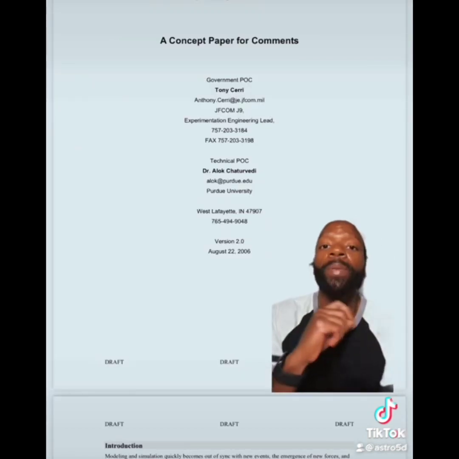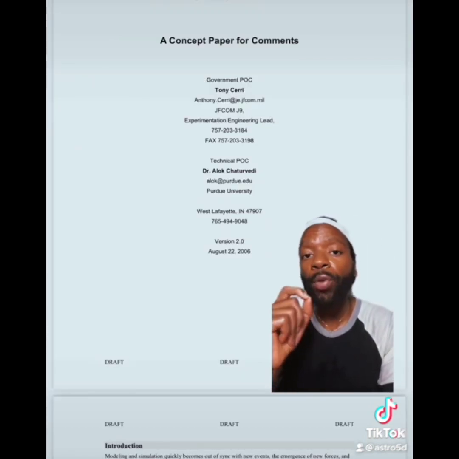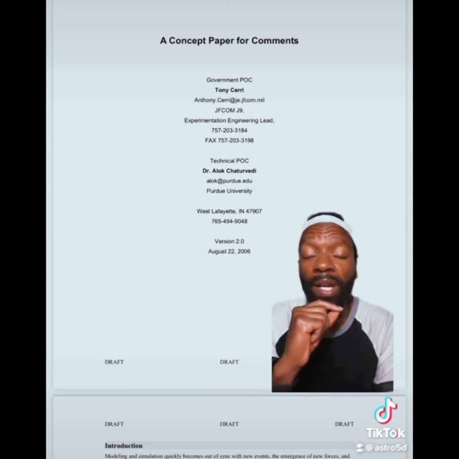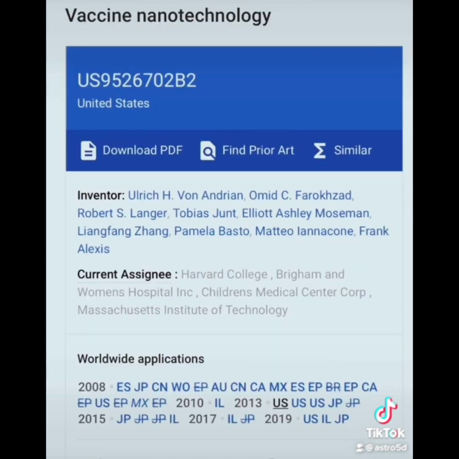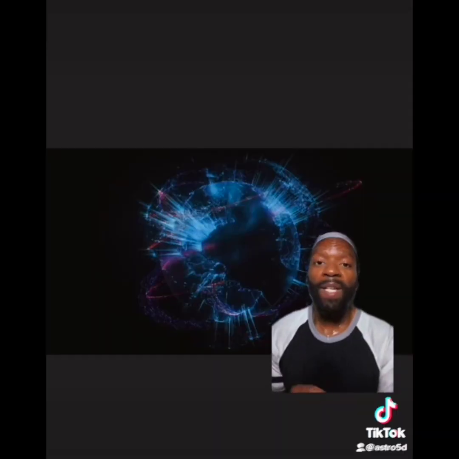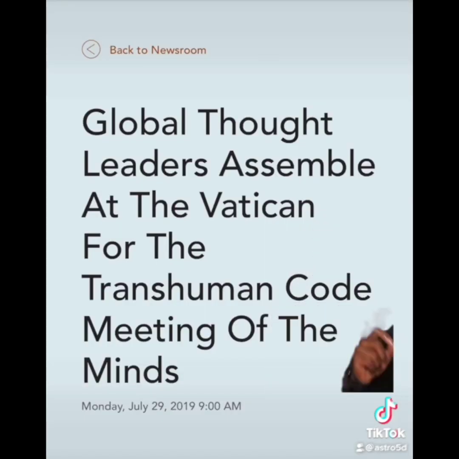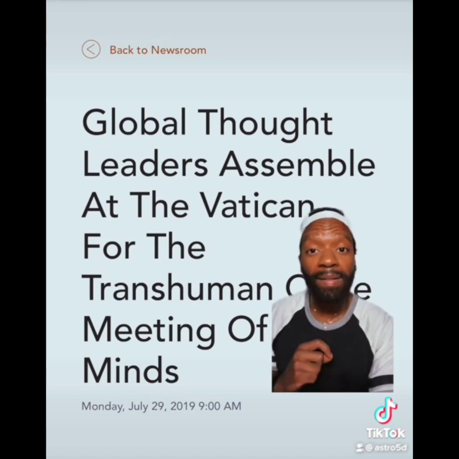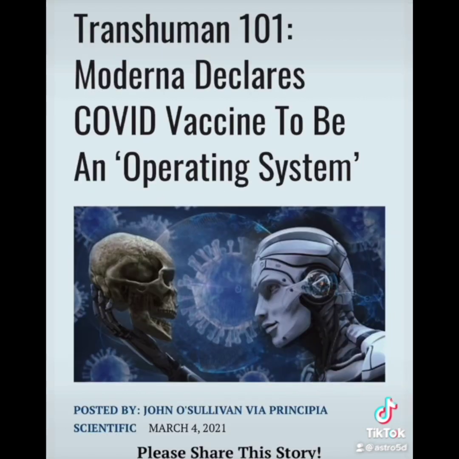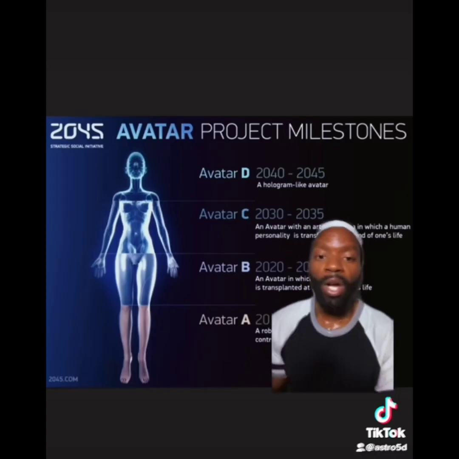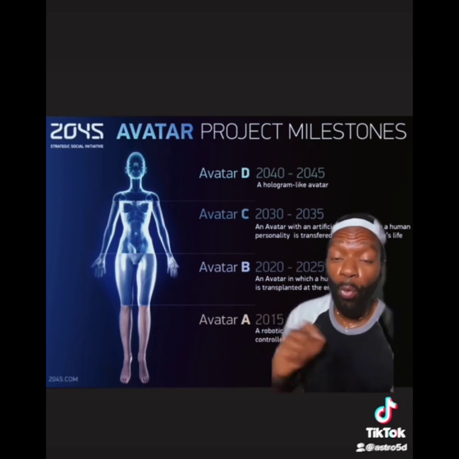The Sentient World Simulation was introduced by Purdue in 2006 and then launched in 2007. Do you know what else was launched in 2007? Jibber jabber nanotechnology. This means people have been connected to the hive mind since 2007, but there's more. This is taking place at the highest levels. Global thought leaders assemble at the Vatican for the Transhuman Code meeting of the minds. I went over this before. Moderna declares COVID vaccine to be an operating system. That's interesting.